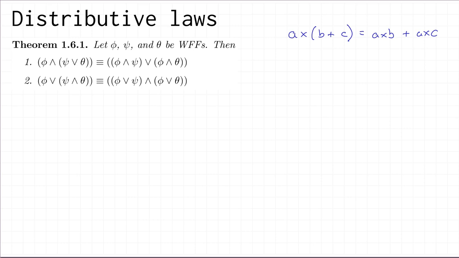So one says that phi and (psi or theta) is logically equivalent to (phi and psi) or (phi and theta). So that says that and distributes over or, and part 2 says that or distributes over and. Now, I'm not going to write down the proofs for these. You can do them just by working out the truth tables.